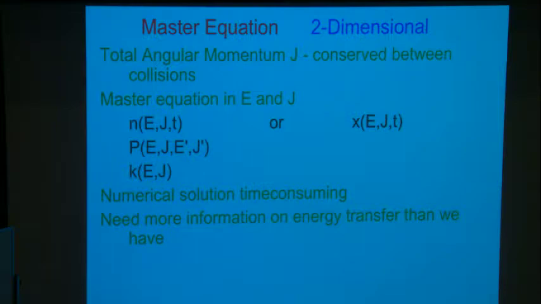Still, as I talked about using trajectories to evaluate this, we can still run a bunch of trajectories and figure out what changes we've made in E and J. Our problem now is not so much in running trajectories and getting numbers for different components of this. The problem comes in fitting it. We have to have a representation of this to put into the master equation. And so we try to make simple representations, but that's giving us a bit of a hang-up.